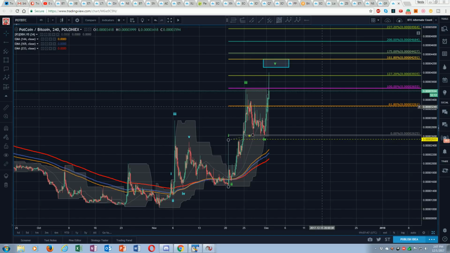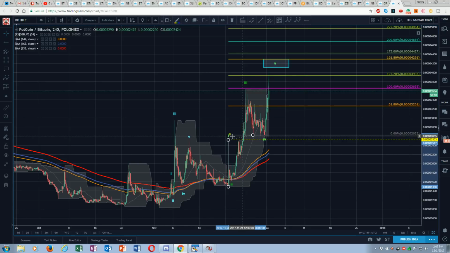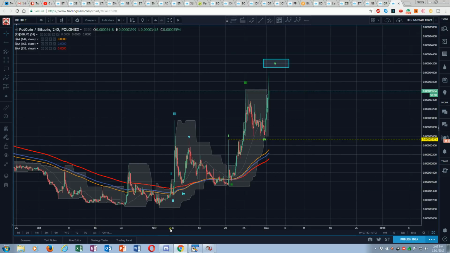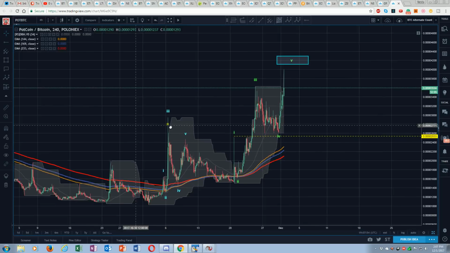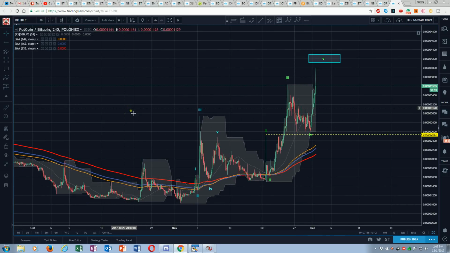So given that what we see here, we can see an Elliott count here. It's a little tricky here in the first. So here, let's open this up. So this is Potcoin to Bitcoin on the 4-hour on Poloniex. So from this low here, we had this long downtrend, and we get a good low here. This is our lowest low down here.